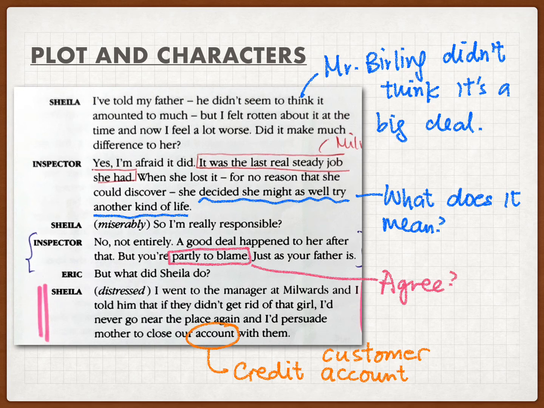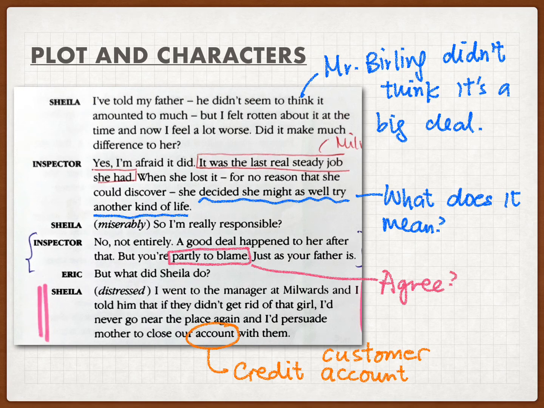Sheila threatened the manager at Millwards, saying that if he didn't fire Eva Smith, she would cancel their accounts at Millwards. Sheila would persuade her mother to cancel the account. And be careful, account here is a little bit different from what we know. At that time, people from upper class families, some well-known people, did not need to pay every time they bought something. They just saved the credit in the account, like using credit cards these days. Then at the end of each month, the shop would collect the account, like you have to pay your credit card bill at the end of the month now. So that is what account means here.